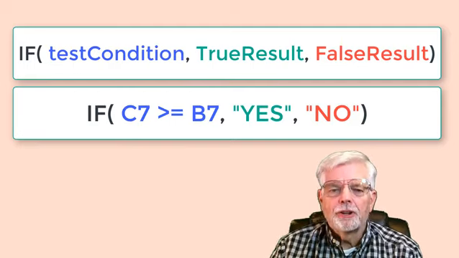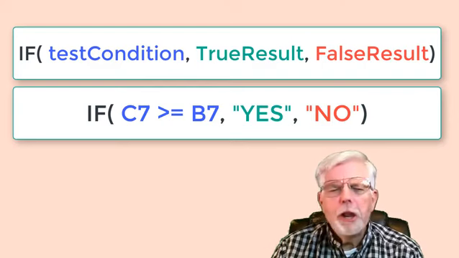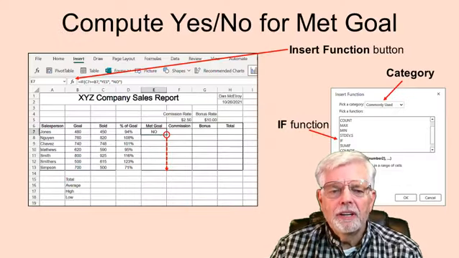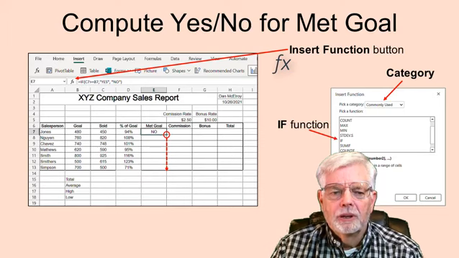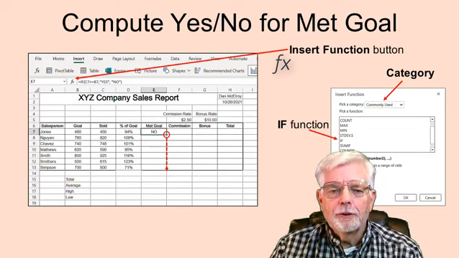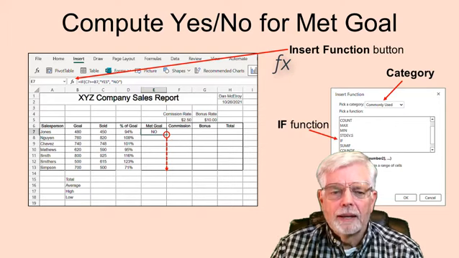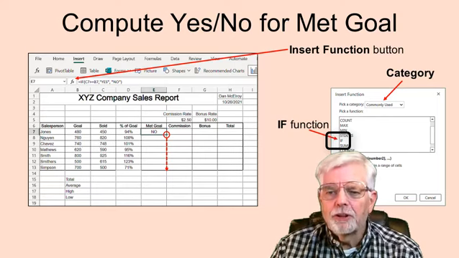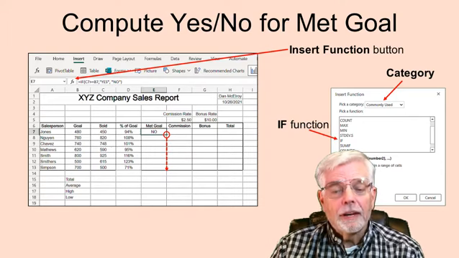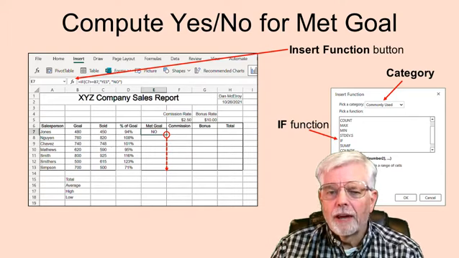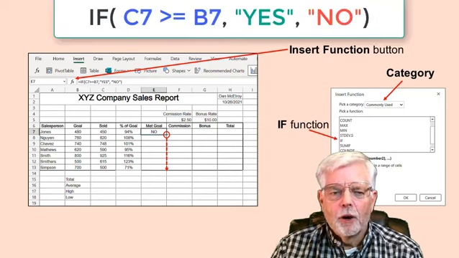The logical IF function can be used to examine the goal and sold fields and display the word yes if the goal was met, or display no if the goal was not met. Locate the insert function button, f sub x. Select cell E7 to compute met goal for the first employee. Click the fx button. If you are lucky, you will see the IF function as one of the options in the commonly used list. If you don't see it there, then you will find it by choosing the logical category from the drop-down menu. Select IF and click OK.